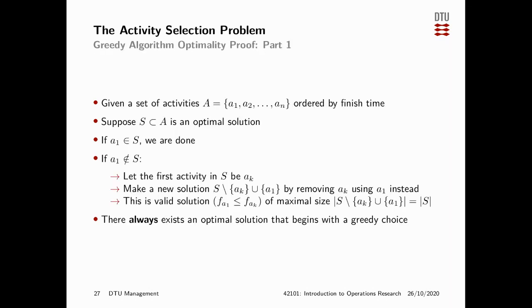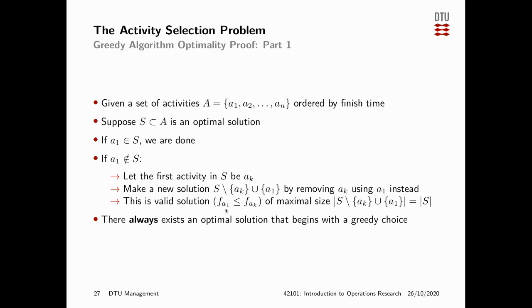The proof comes in two parts. In the first part of the proof, we're going to show that there always exists an optimal solution that begins with a greedy choice. So there will always exist an optimal solution that contains the activity with the earliest finish time. In the second part of the proof, we're going to show that if we remove the activity with the earliest finish time from the solution, then what remains is the largest set of compatible activities that is also compatible with the activity that has the earliest finish time.